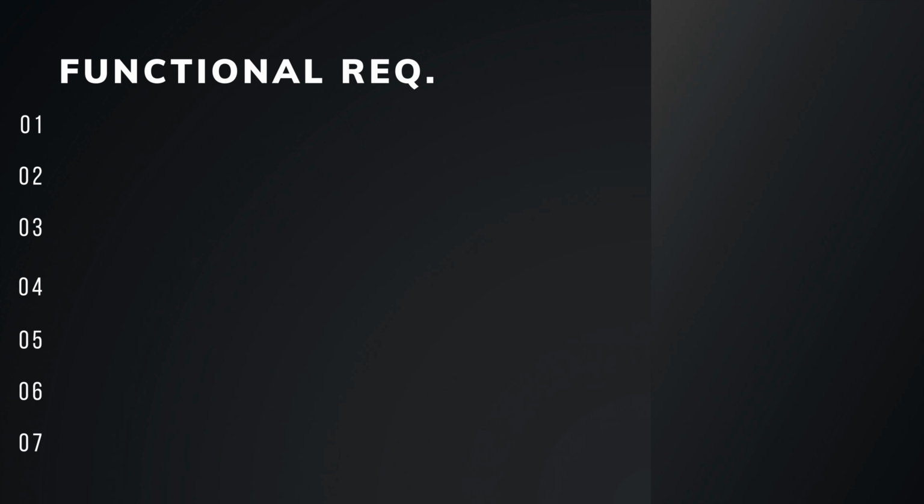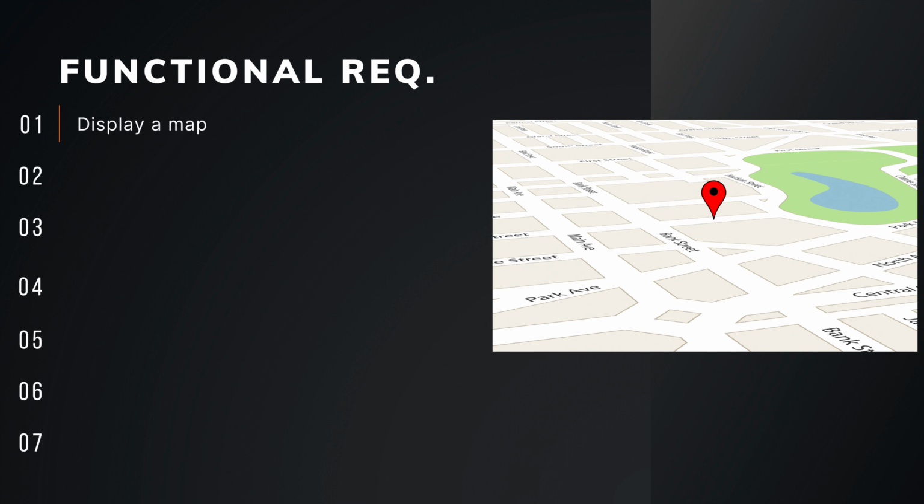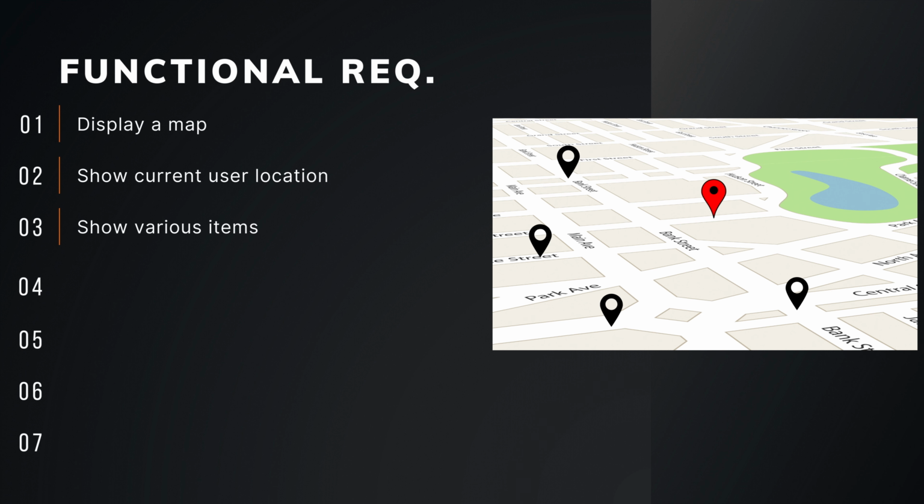First, let's talk about the functional requirements. Our application will show a detailed map on the screen providing the aerial view of the area of interest. So just display a map. We'll display the user's real-time position on the map, helping them understand their current location. Then, the map will display markers, routes, and other elements to enhance user experience and information.